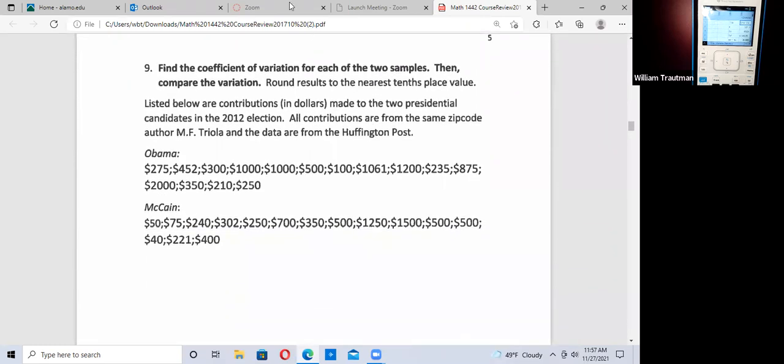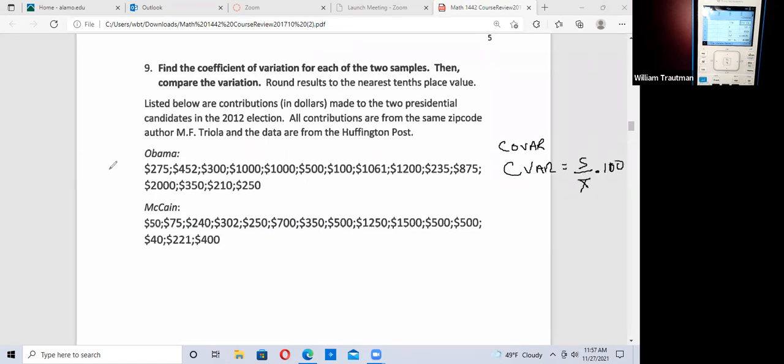Question 9, find the coefficient of variation. The formula is standard deviation over the average times 100.